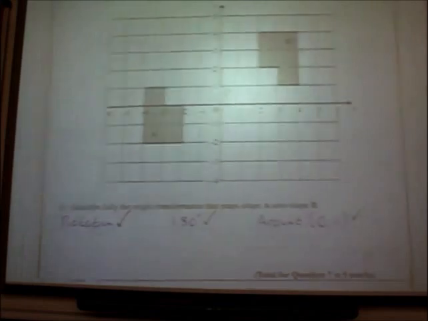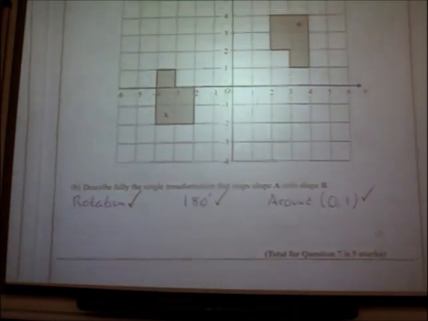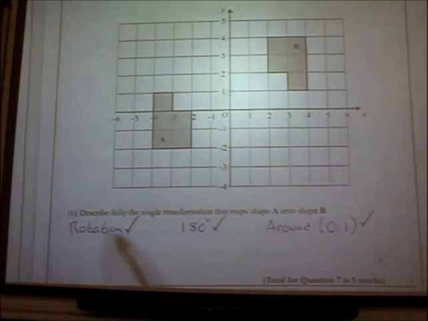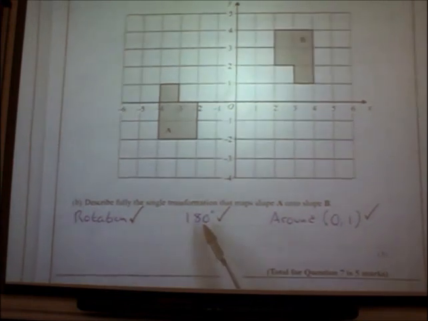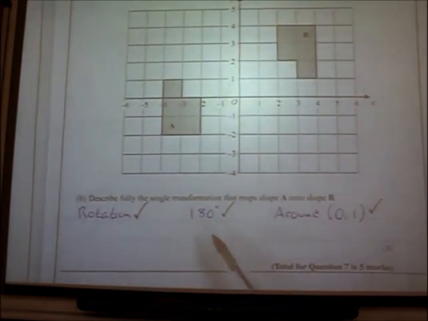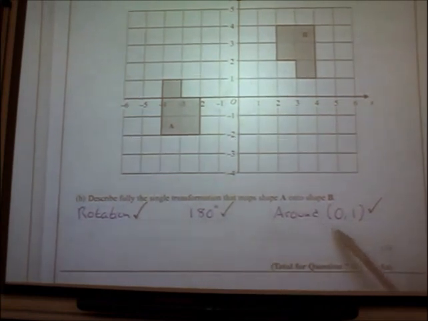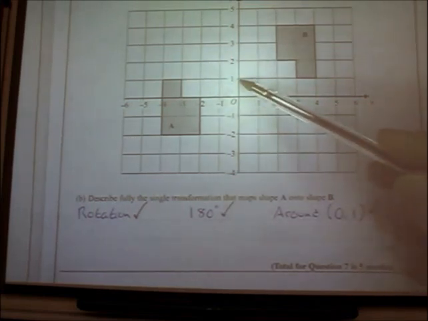The next one, describe the transformation that maps A onto B. 3 marks, it's a rotation, it's 180 degrees, which is half a turn. If it's half a turn, you don't have to say which direction it goes in because it'll be the same either way. And it is around 0, 0 because that is the center of rotation there.